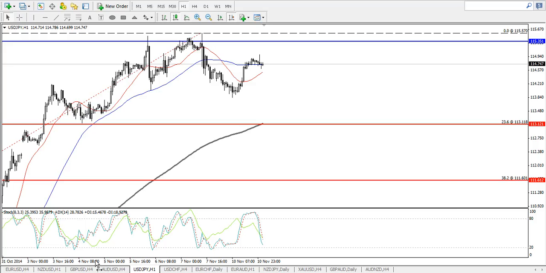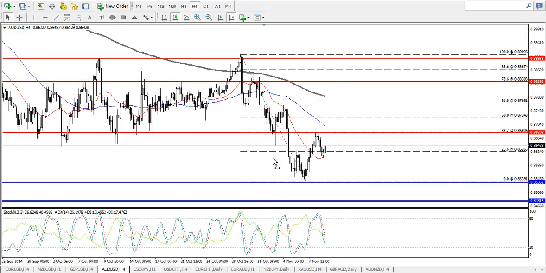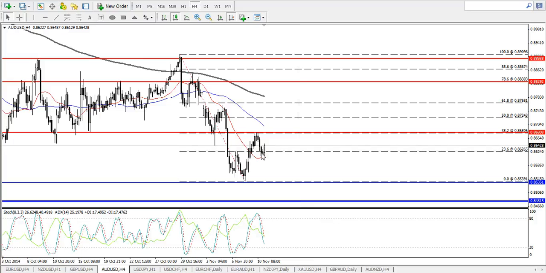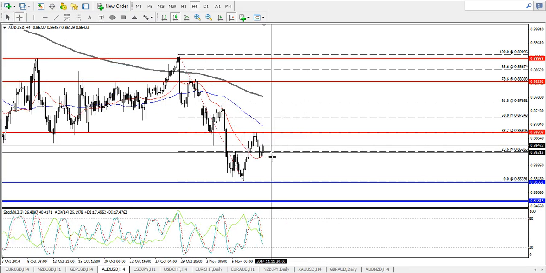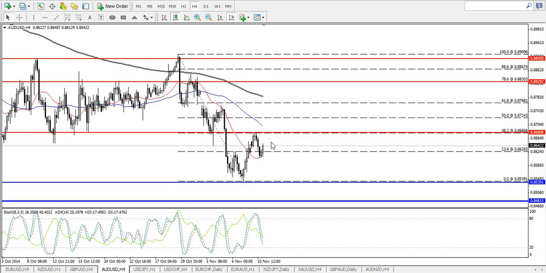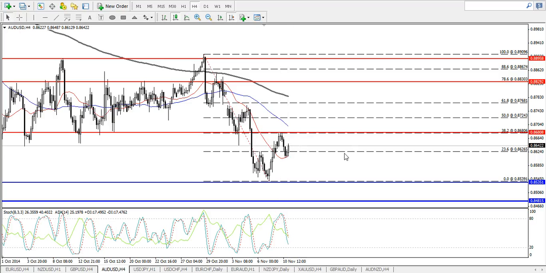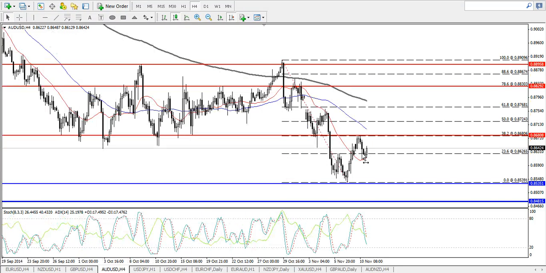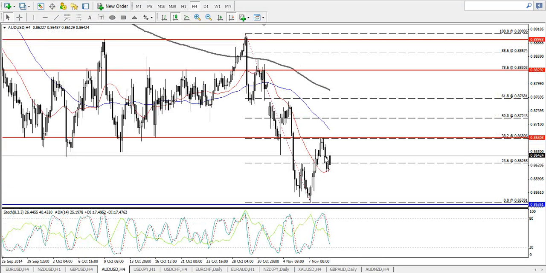Alright, next I shall touch on the Australian dollar against the US dollar. Similarly to New Zealand against the US dollar, price has fallen a little bit and began to retrace again, after it got resisted at a key resistance level at 0.8680, which is the retracement level of 38.2%, and right now we are waiting for price to reach the same resistance level again to see if there's a probable double top formation.